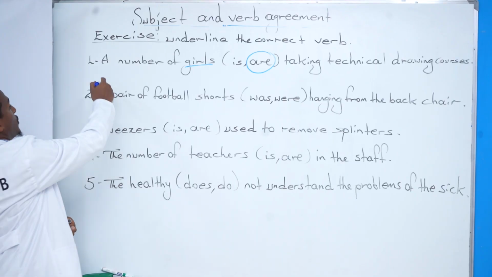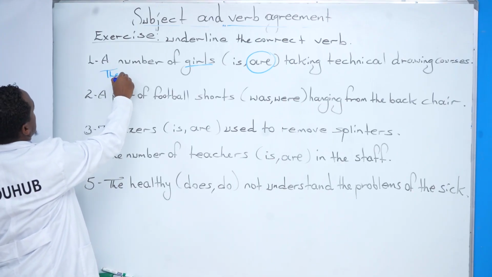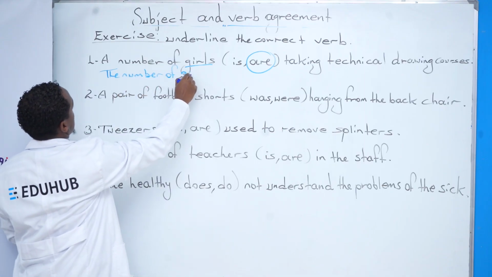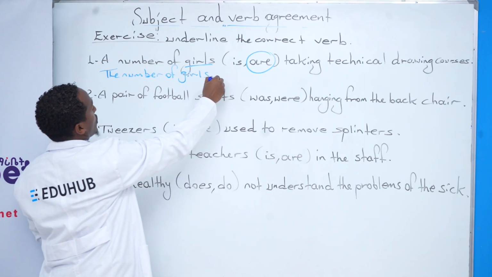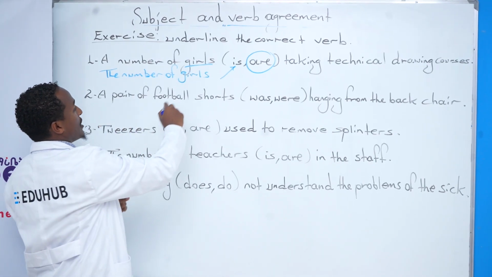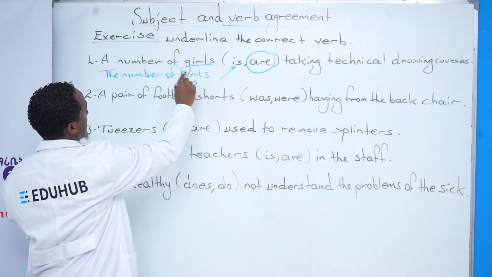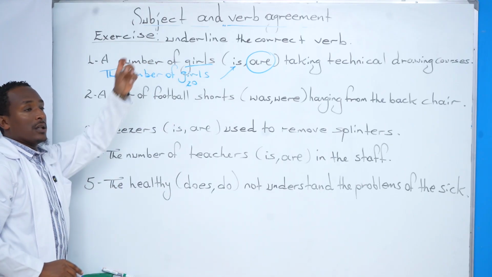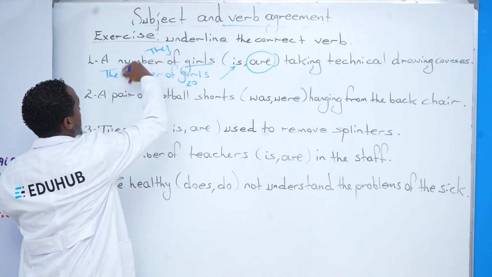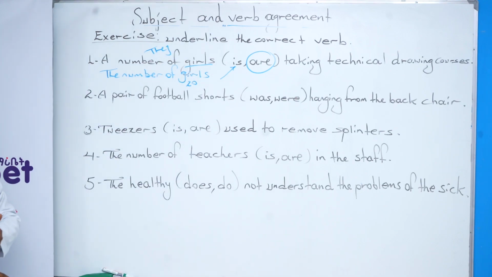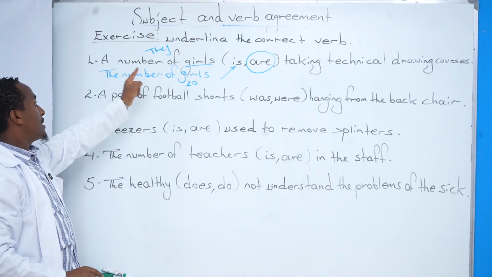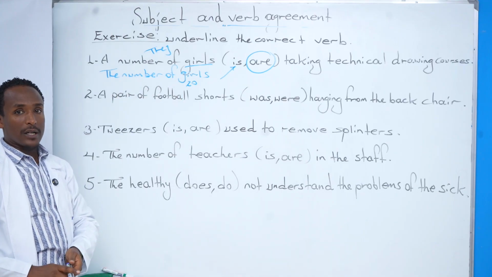What if it was the number of girls? The number of girls. Now the answer goes to is. Why? Because you are talking about the magnitude, the measurement, maybe 20 students. But here we use they instead of these girls. So a number of girls, plural subject. The number of girls, singular subject.